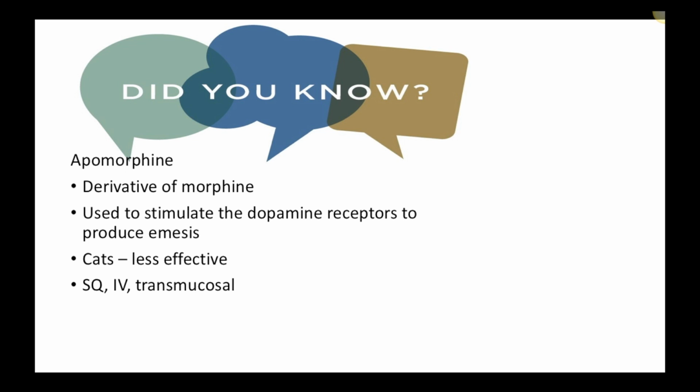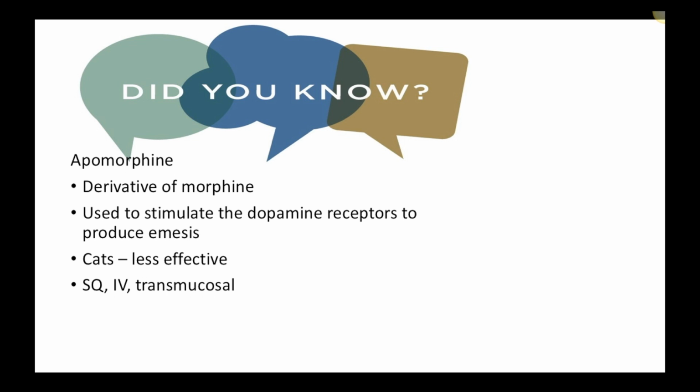Now, in cats it tends to be less effective because they have fewer dopamine receptors and therefore are less likely to produce emesis. So apomorphine we often give to dogs. Most often it's dogs. We do try it in cats on a need basis, so if the benefits outweigh the risks. And in dogs, we're often giving it to them if they've ingested a toxin.